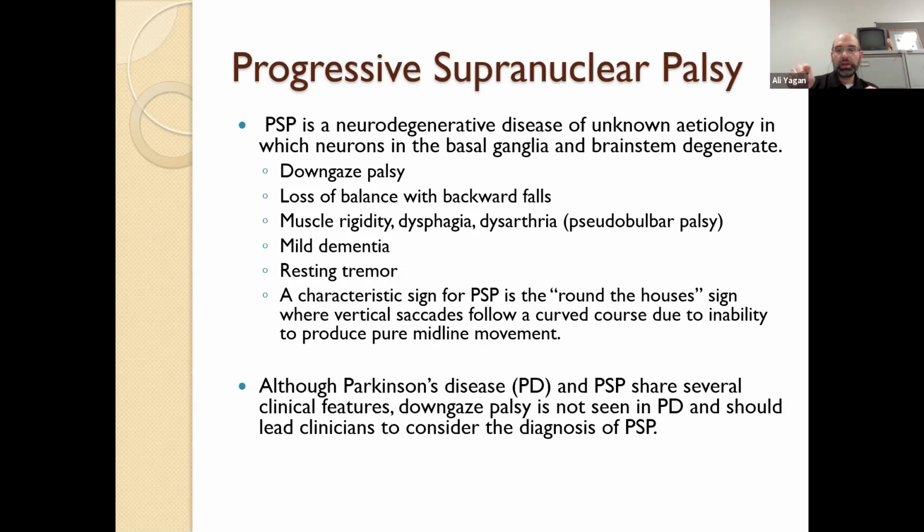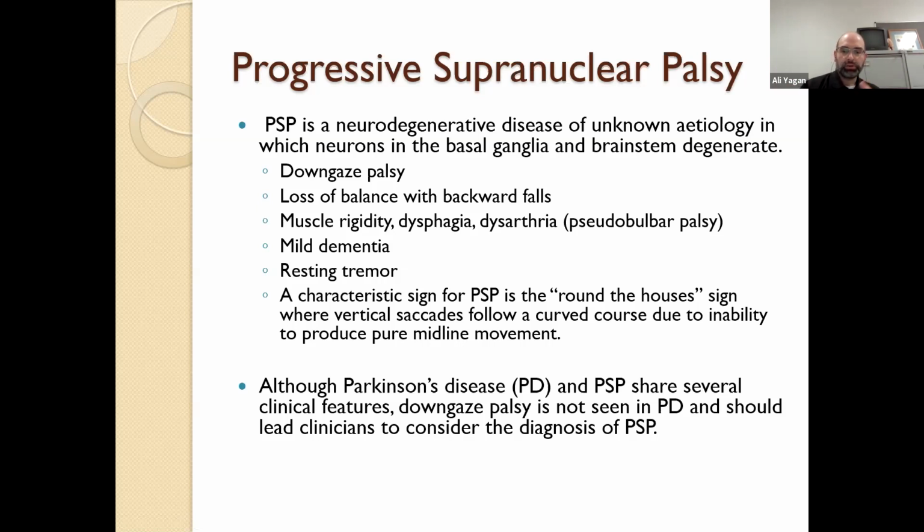So they try to do a saccade, for example, or an upgaze. They can't move straight up. They go around, then up. So it's a movement around the houses to try to see the target that you're showing to them.